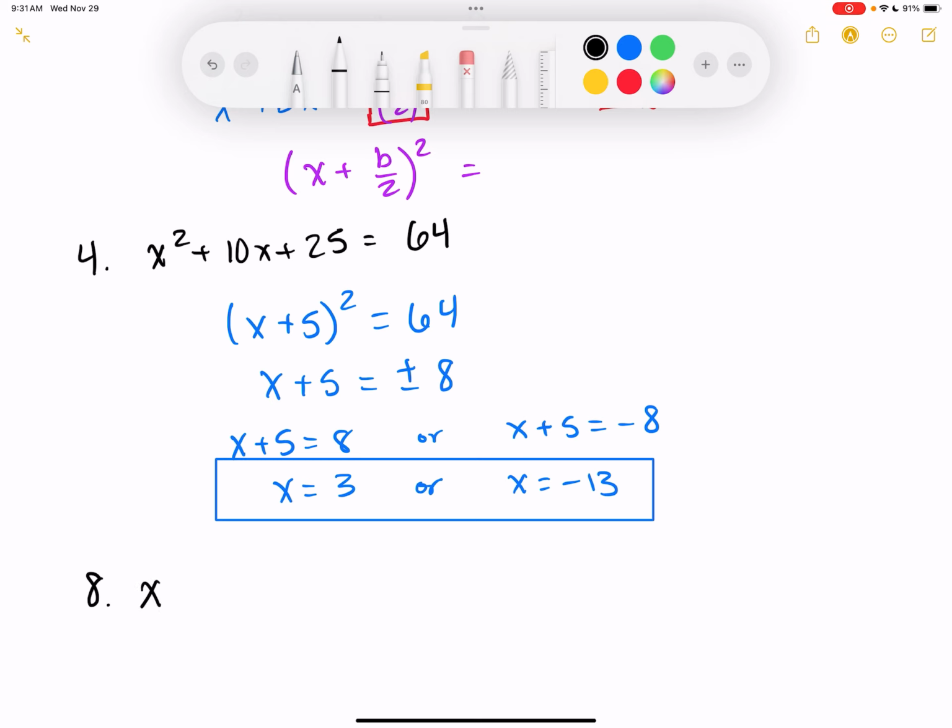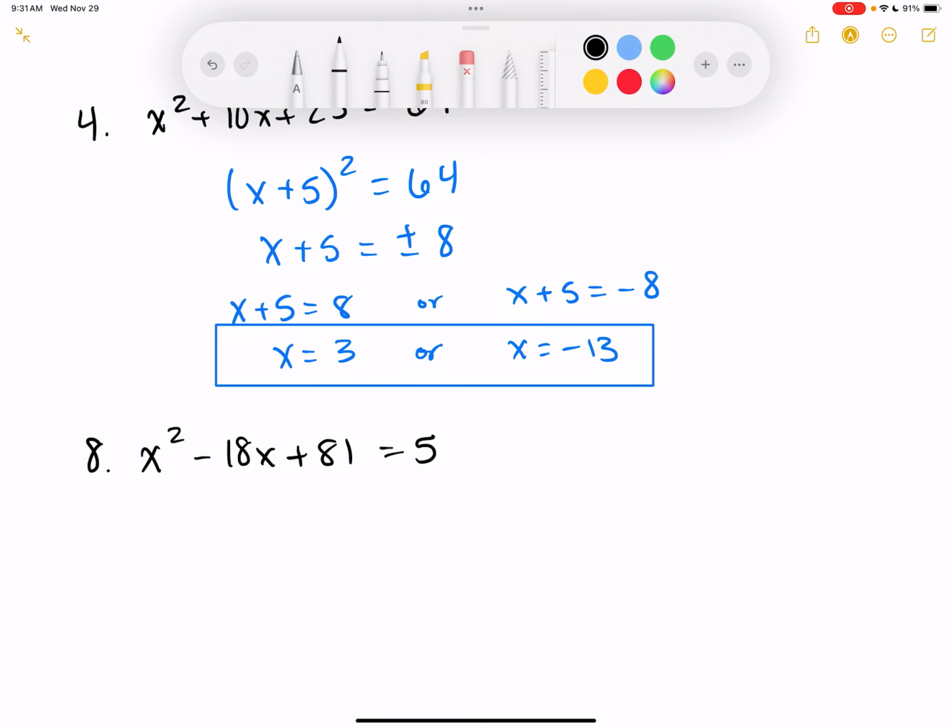Number 8: x squared minus 18x plus 81 equals 5. So what does that left side factor into? x plus 9 squared. Nope. x minus 9 squared. So remember, whatever sign is on the middle term is what we put in here. Equals 5. Square root of both sides, so x minus 9 equals plus or minus the square root of 5.